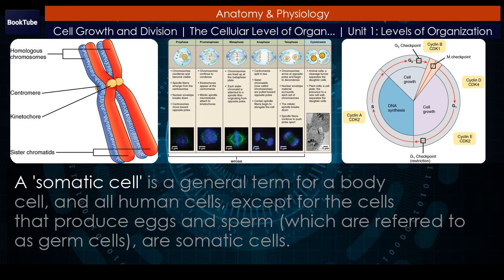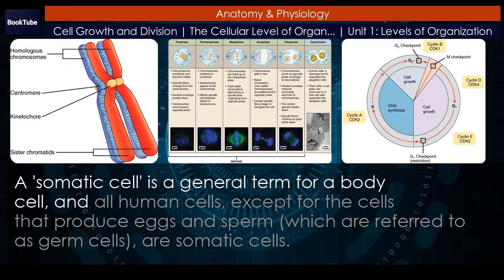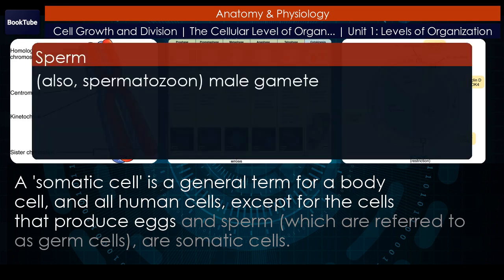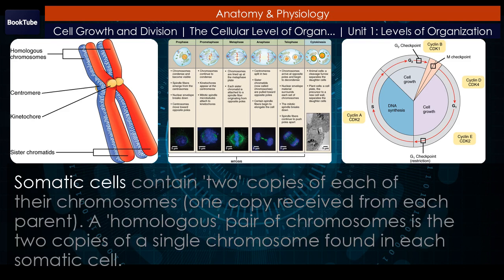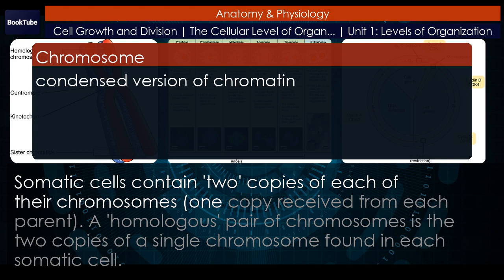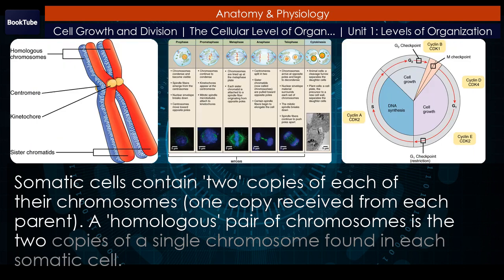A somatic cell is a general term for a body cell, and all human cells, except for the cells that produce eggs and sperm, which are referred to as germ cells, are somatic cells. Somatic cells contain 2 copies of each of their chromosomes, 1 copy received from each parent. A homologous pair of chromosomes is the 2 copies of a single chromosome found in each somatic cell.